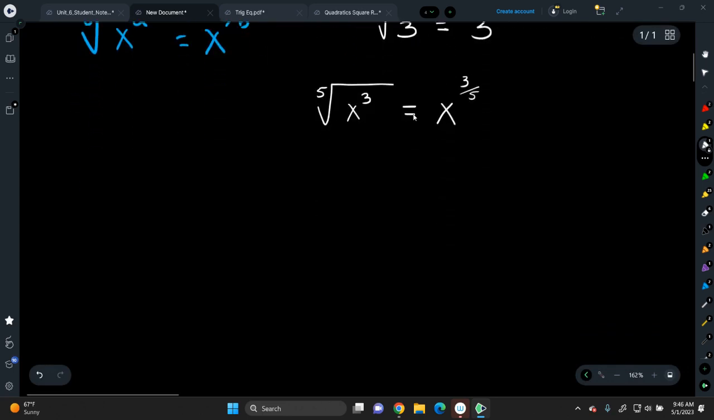Okay, how about this one? How about the fourth root of 3. Can you write that in exponential form?